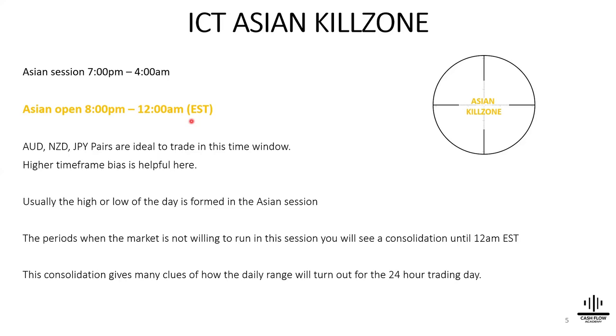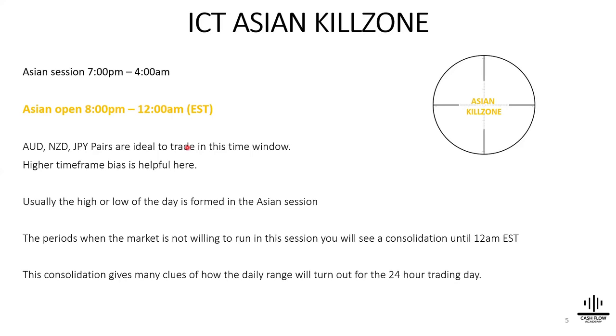Like now it can be 6 p.m. in Nigeria and then 12 p.m. in the US. The time is not the same. So we could expect different currencies to trade differently in different time windows. These currencies are controlled by the country's banks, the country's economy. Higher time frame bias is helpful here.